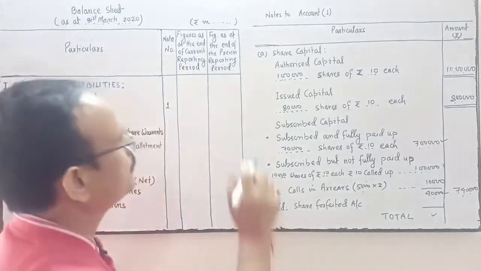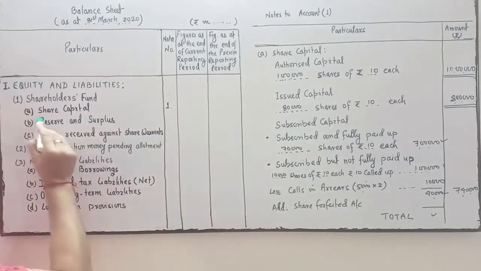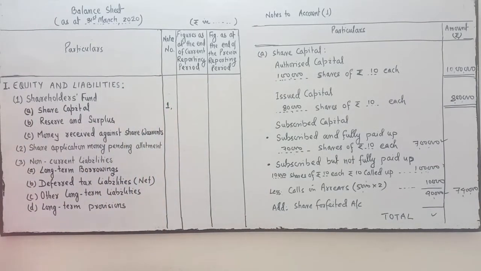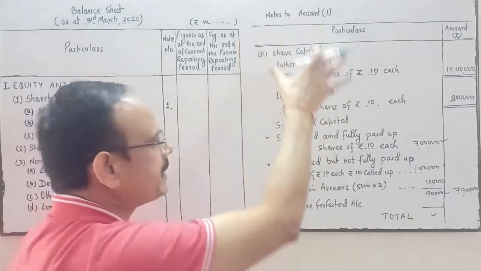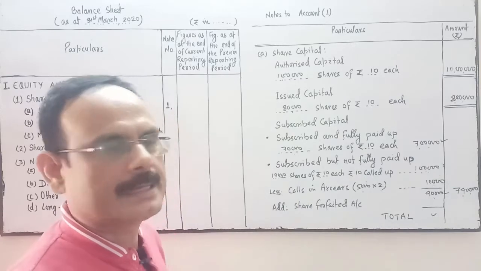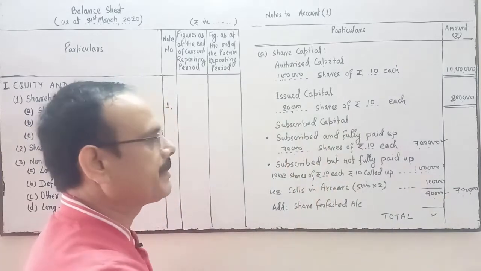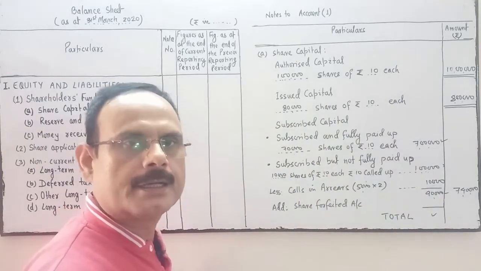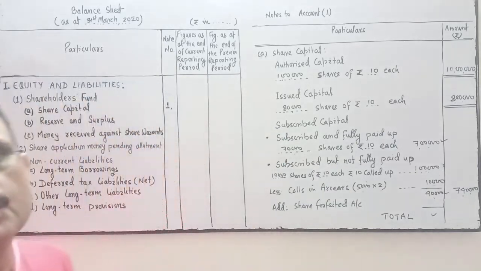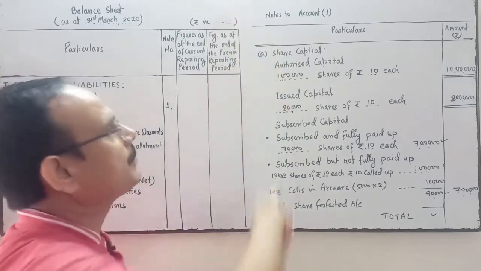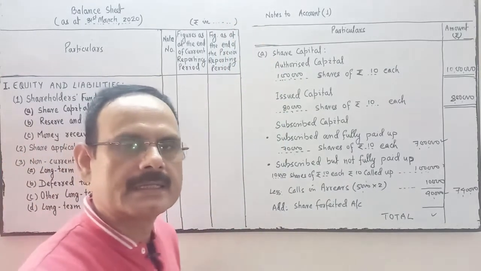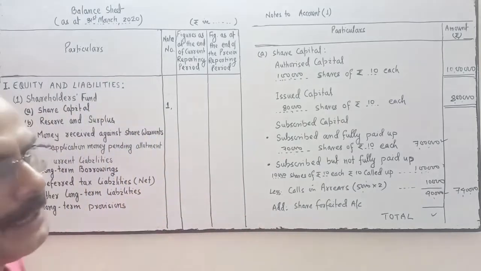Okay, if you want to see the detail about the share capital, you have to refer to note number 1, where you will see that the authorized capital of the company is this, subscribed capital is this, issued capital is this, calls in arrear, shares forfeited. You will get all this information in note number 1, which gives the information regarding the share capital.